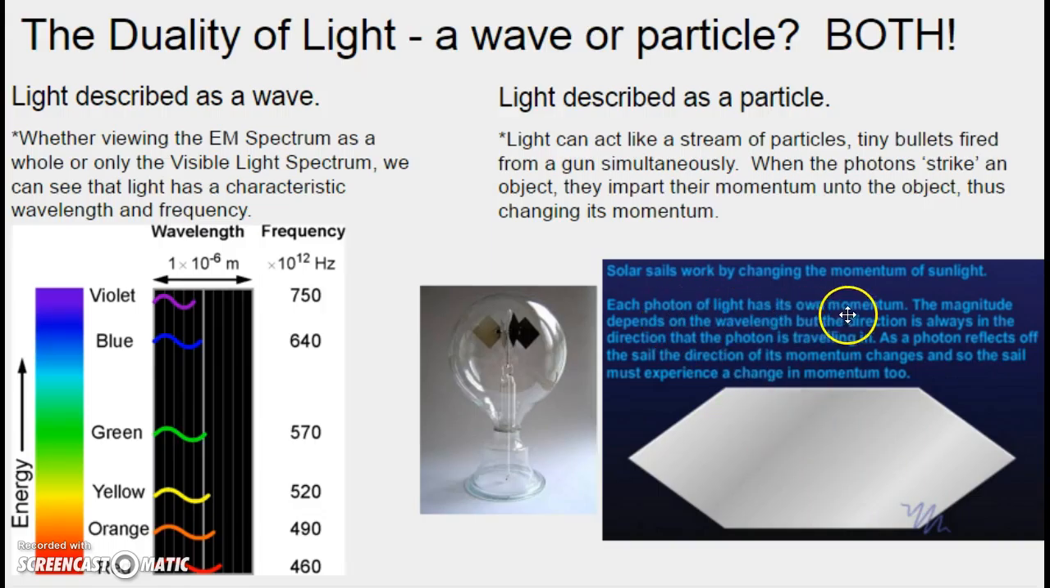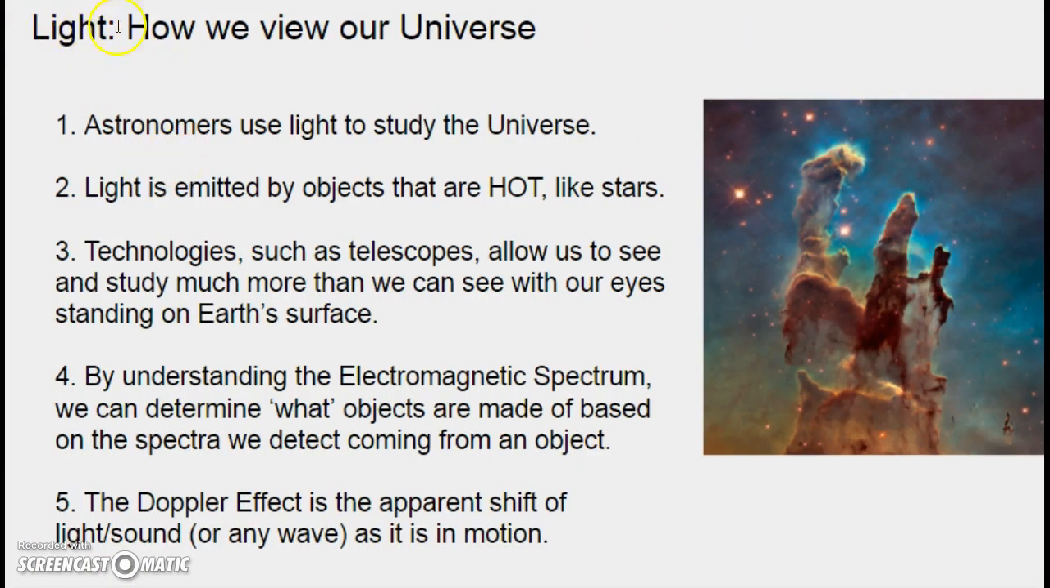So each photon of light has its own momentum. The magnitude depends on the wavelength, but the direction is always in the direction that the photon is traveling. As the photon reflects off the sail, the direction of its momentum changes, and so the sail must experience a change in its momentum too. So a solar sail is a perfect example. If I shine light on this object, it's actually going to move. So we're using light to make sense as to how we view our universe.